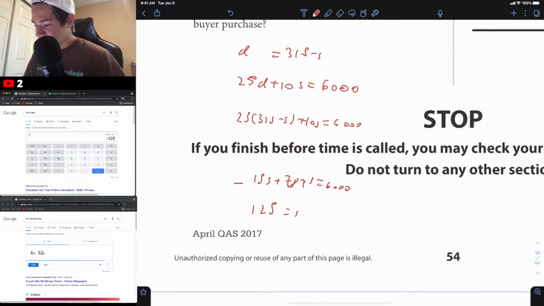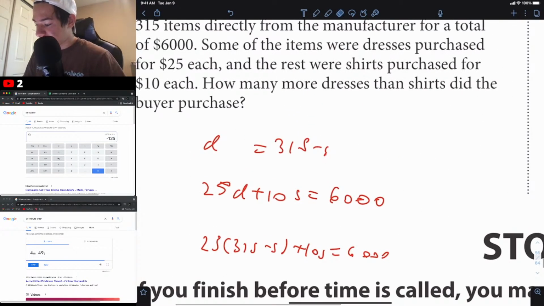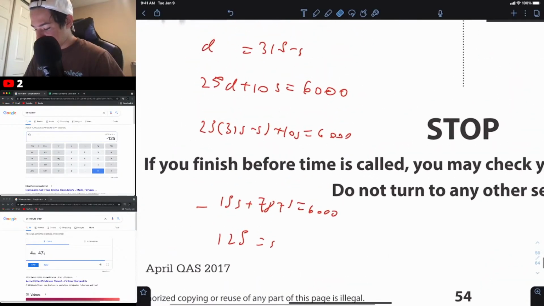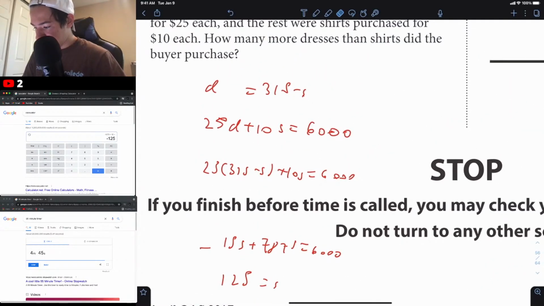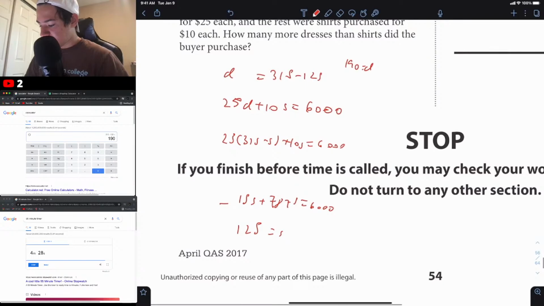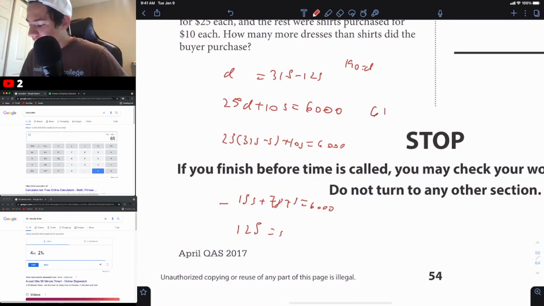Equals S. So now if we plug that in, 125 is S. So 315 minus 125 is going to be 190. So there's 190 D, which is dresses. So 190 minus 125 is going to give us the answer for the difference: 65.